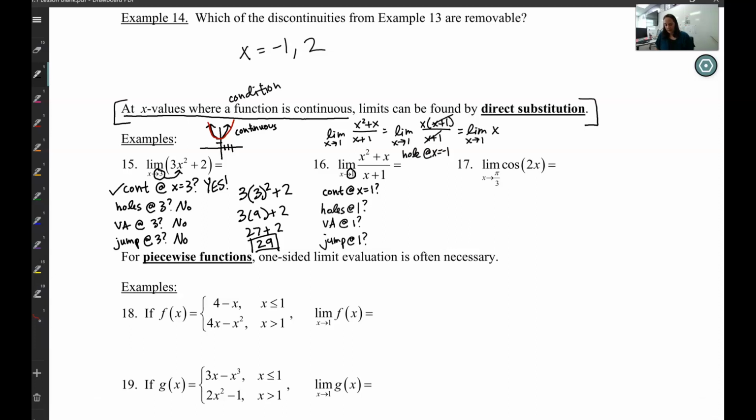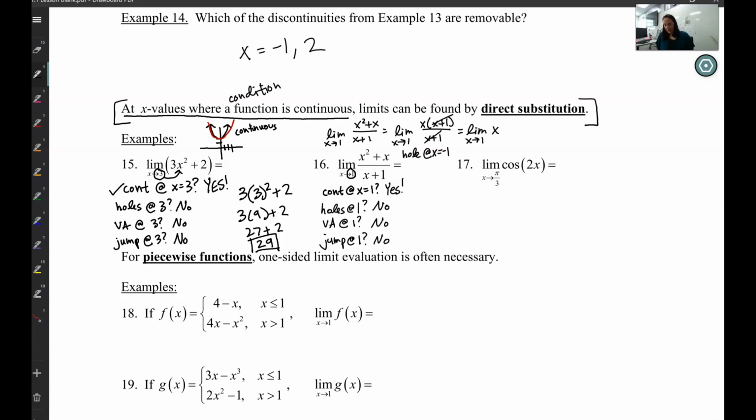Now that I've simplified this, now let's talk about this. Do I have any holes at 1? No, because my hole is at negative 1. Do I have any vertical asymptotes at 1? To know that, I look in my denominator and see if there's anything that makes the denominator 0, because that's undefined. I don't have a denominator in this simplified one, so no vertical asymptotes. And do I have any jumps at 1? No, jumps will usually happen with piecewise functions. I don't have a piecewise function for this one. So is this continuous at x equals 1? Yes, it is. There are no discontinuities.